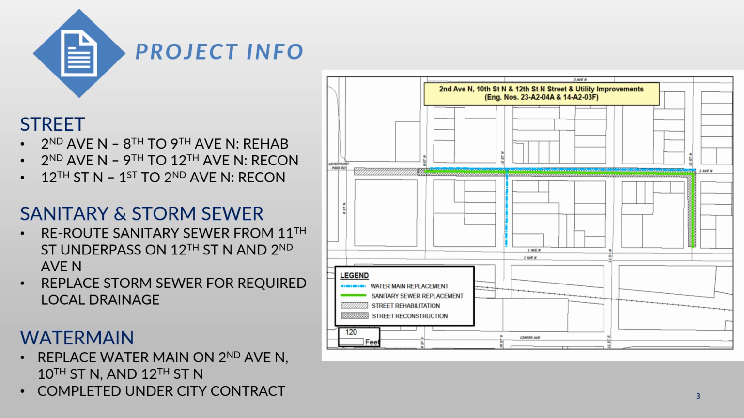The primary purpose of this project is to facilitate continued sanitary sewer and water service for these utilities, which will be impacted by the proposed 11th Street grade separation project. The utilities impacted by the grade separation project are proposed to be rerouted onto 2nd Avenue North, 10th Street North, and 12th Street North.